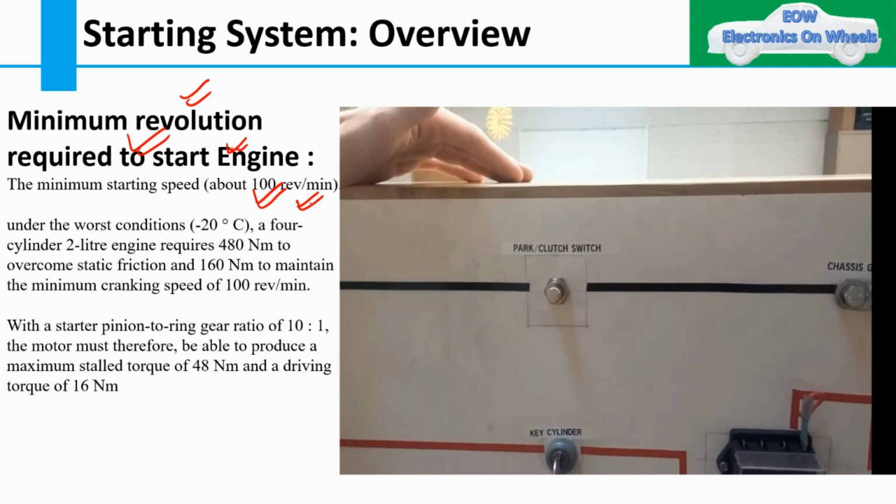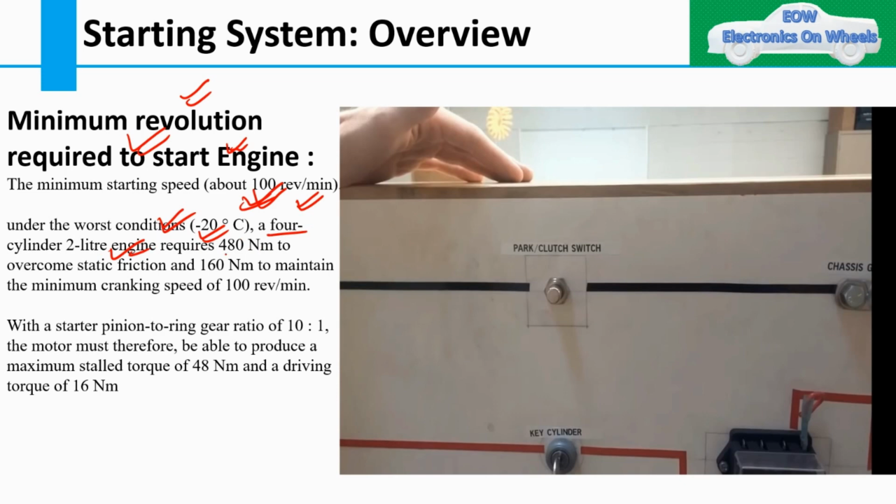It might vary based on the cylinders of the engine which you are using, whether a 2-liter engine, or 4 cylinder, 2 cylinder, or 8 cylinder. It might change based on the cylinders, but I am taking one general example, that is 100 revolutions per minute. You might have seen many videos on starting systems, but they take the general things. If you go to the industry, general things do not work there. You have to be very specific and based on data. So I take one example of the worst condition of -20 degrees, 4 cylinder, 2-liter engine.